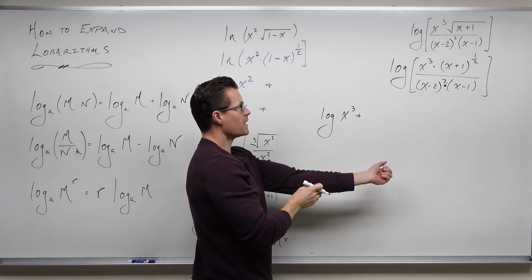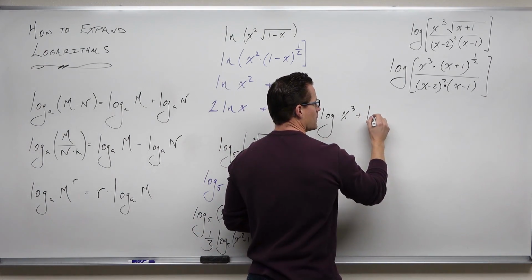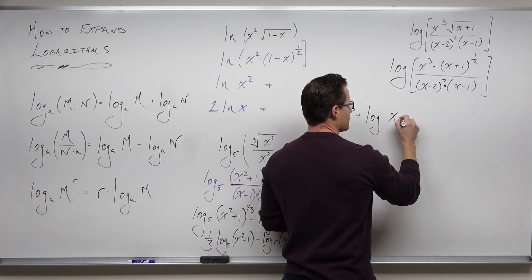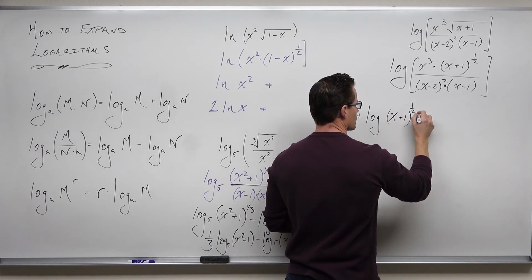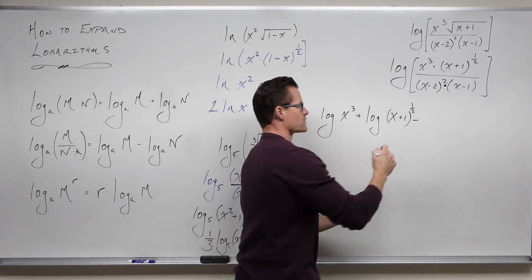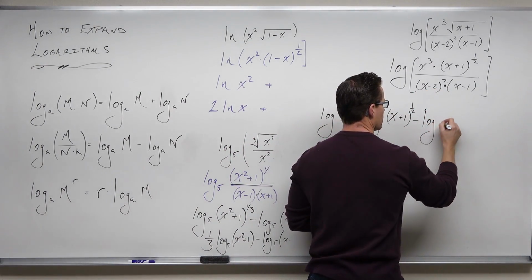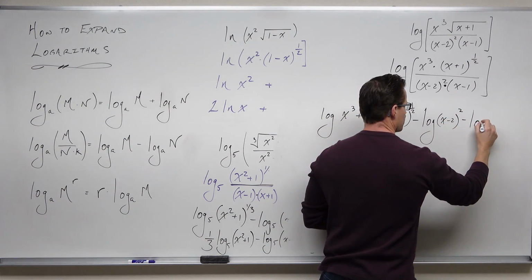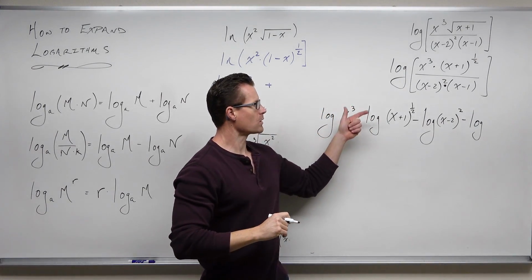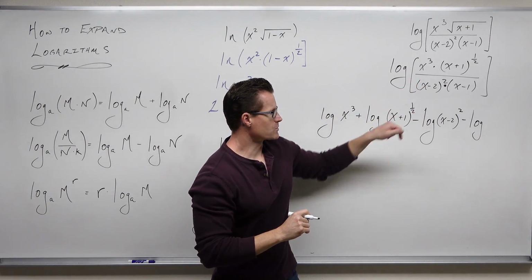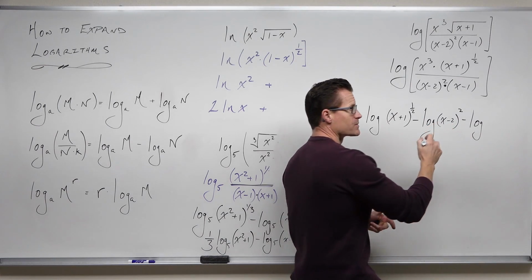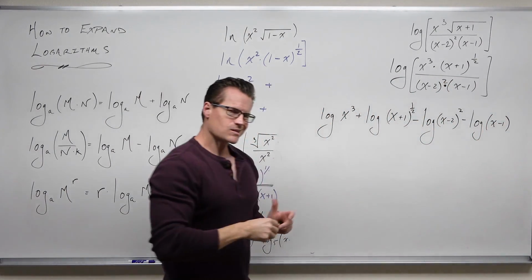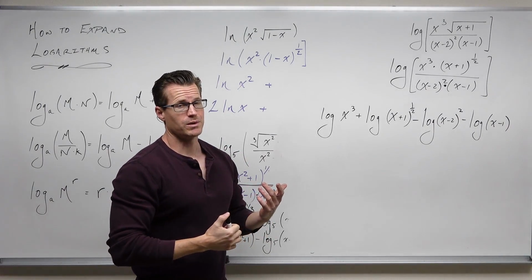So log of x cubed plus log of x plus 1 to the 1/2. And then minus these factors inside these logarithms. So log of x minus 2 to the second power, and then minus log of x minus 1. So since that's all done in one step, there's really only one more thing we need to do.